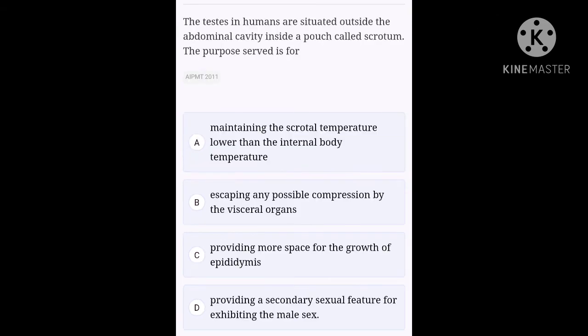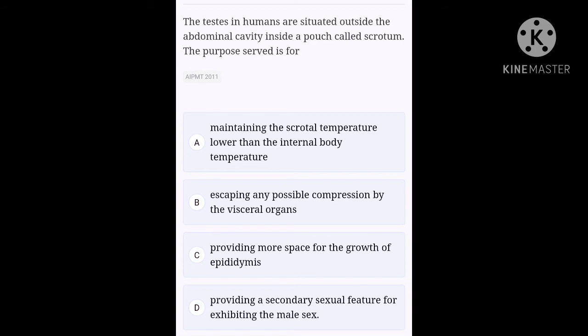Next question. The testes in humans are situated outside the abdominal cavity inside a pouch called scrotum. The purpose served is for option A, maintaining the scrotal temperature lower than the internal body temperature. Option B, escaping any possible compression by the visceral organs. Option C, providing more space for the growth of epididymis. Option D, providing a secondary sexual feature for exhibiting the male sex.